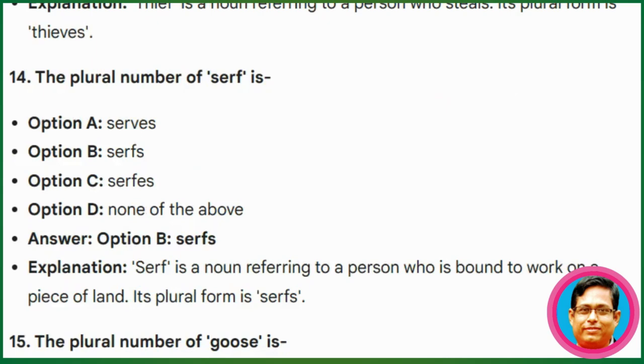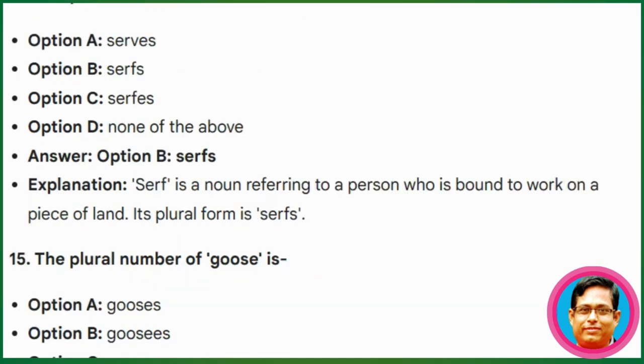14. The plural number of serf is option A, serves. Option B, serfs. Option C, serfs. Option D, none of the above. Answer, option B, serfs. Explanation. Serf is a noun referring to a person who is bound to work on a piece of land. Its plural form is serfs.